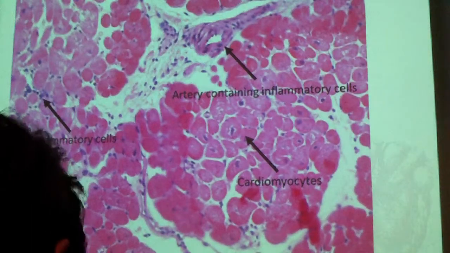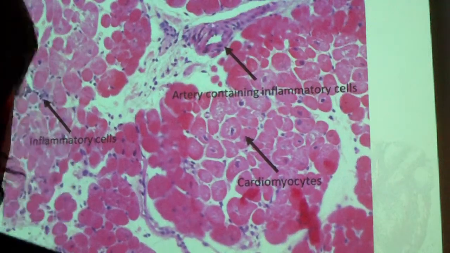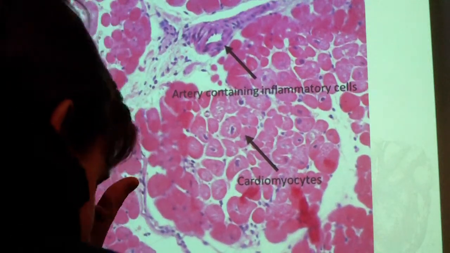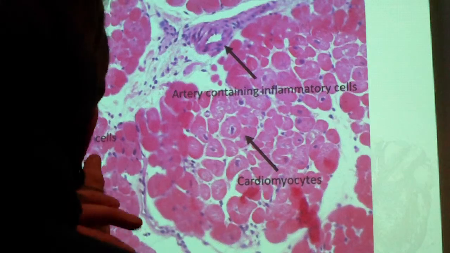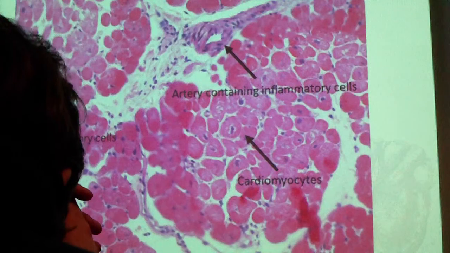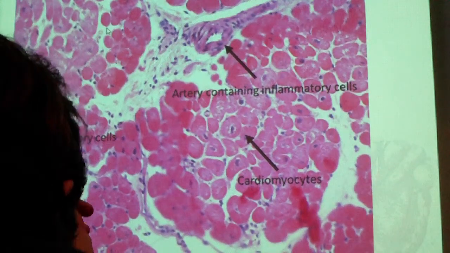And this is a classic staining, as we can see here. You can see normal cardiomyocytes, and you can see an artery containing inflammatory cells. You can see the inflammatory cells in between the cardiomyocytes. But we do not see myocyte necrosis. So this would be a borderline myocarditis in the classic criteria.